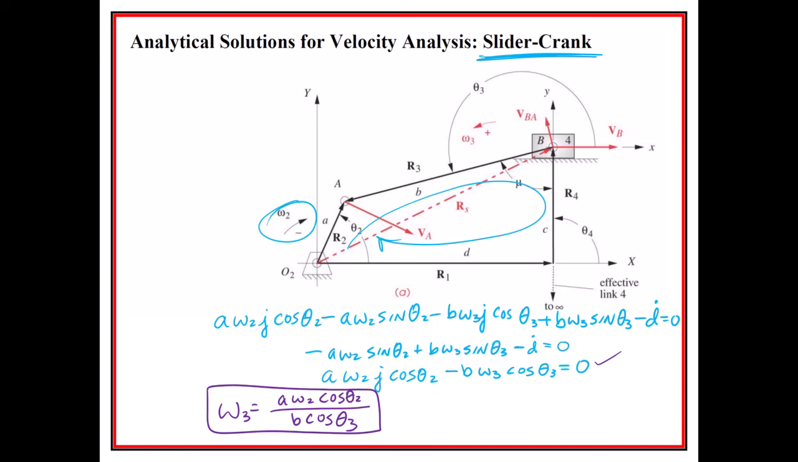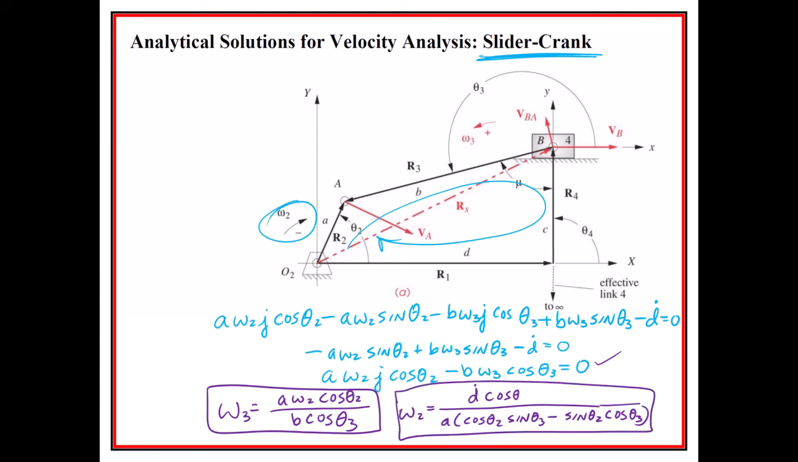D dot is something that we know. In order to find what omega 2 is going to be, we're going to take d dot times the cosine of theta 3, divided by a times the cosine of theta 2 sine of theta 3 minus sine of theta 2 times the cosine of theta 3. So you can see that they got reversed right there. So that's what we would get if we were looking for it in a slider crank.